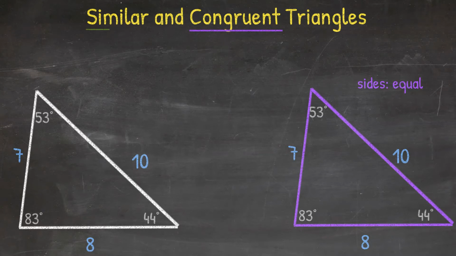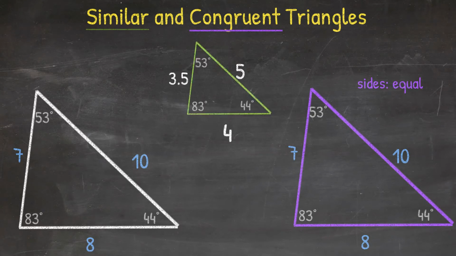Similar triangles are a little different. They have the same angles, but they don't have the same sides. However, there is some proportionality. So every side is proportionally smaller to the corresponding side. So if you look at the triangles green and white, they are similar triangles. They have the same angles, but their sides are proportionally smaller.